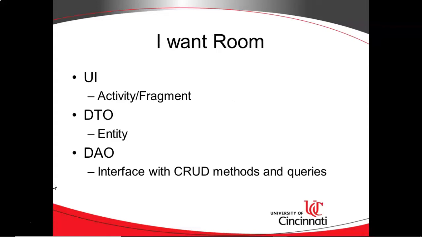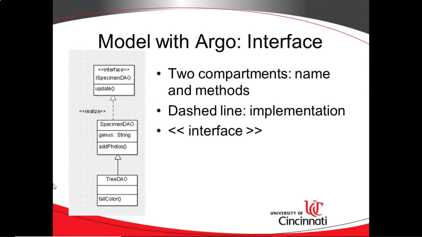Now let's say that you want to persist data locally on the device using something like Room. Well, you're going to need that UI, as we've seen as a common thread through each of these. You're going to need a DTO, a data transfer object, a noun, something that can be saved. And then once again, you're going to need a DAO, a data access object, and this will contain an interface. And once again, we're going to use annotations on top of those interface methods to describe how we want to save and retrieve data. So with Argo, a few things that we're going to want to find.